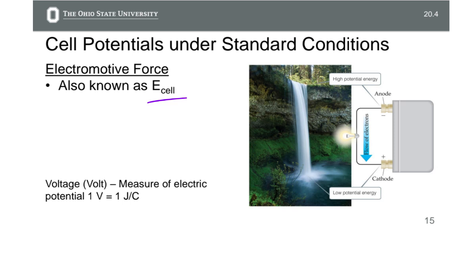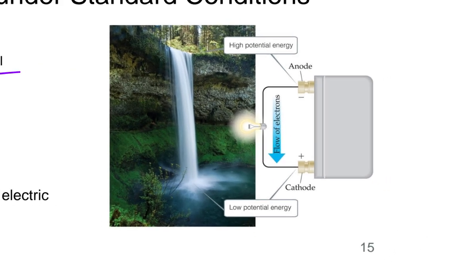Cell potential. So a cell potential is basically like a potential in terms of energy. If we think about a waterfall with high potential energy at the top, low potential energy at the bottom, that's essentially what we have in a redox reaction. At the anode, we have high potential energy. You can think about having an electron density there, going to low potential energy, and the electrons flow from the anode to the cathode. Okay.